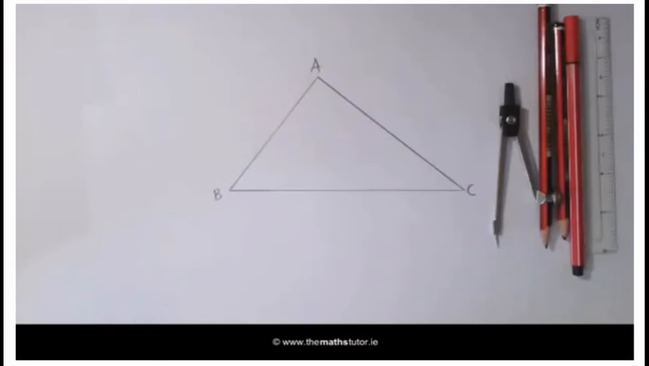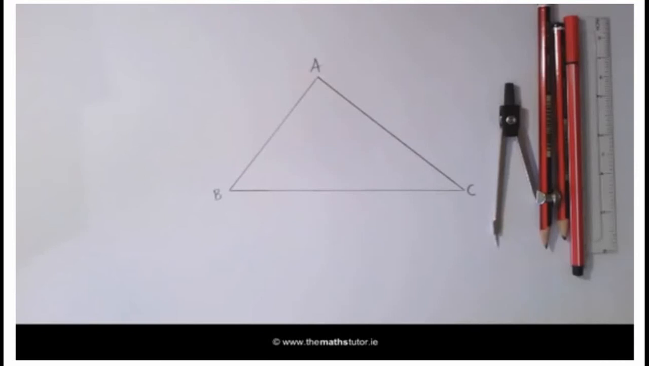We are going to construct the centroid of a triangle. The centroid of a triangle is its center of gravity. It is the point where the medians of the triangle meet. In order to construct a median, we are going to find the midpoint of a line and join it to the opposite vertex.